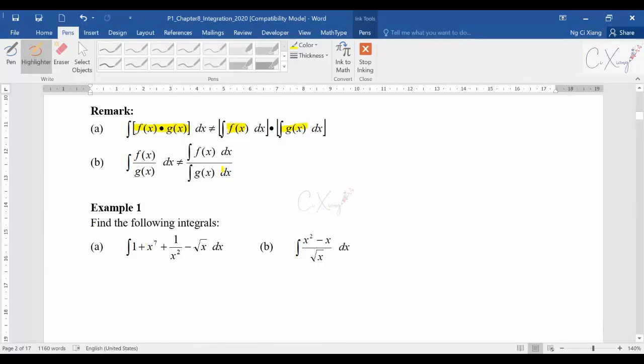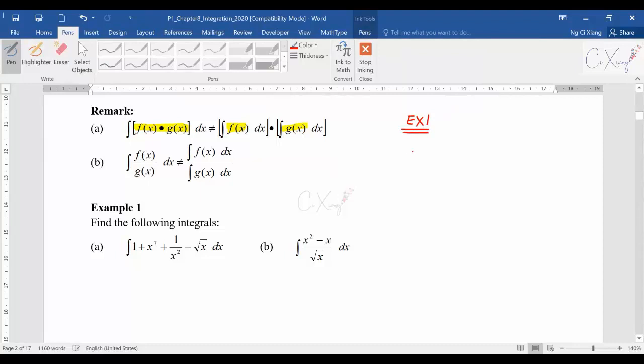So for fractions, it is also the same thing. You cannot tell me I'll integrate something on top, something at the bottom separately. Cannot. Okay, I don't know whether you understand or not, but I think it's time for you to try. I will leave all the detailed steps for you in example 1 and 2. You go and figure it out yourself. It is generally applying all the rules that we discussed just now.